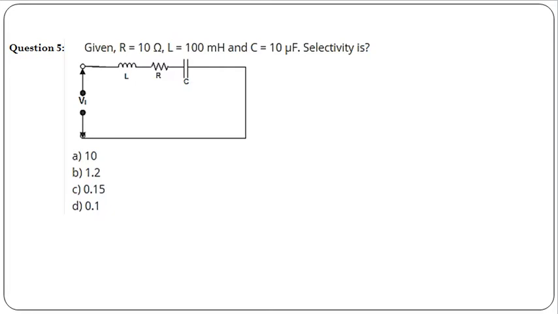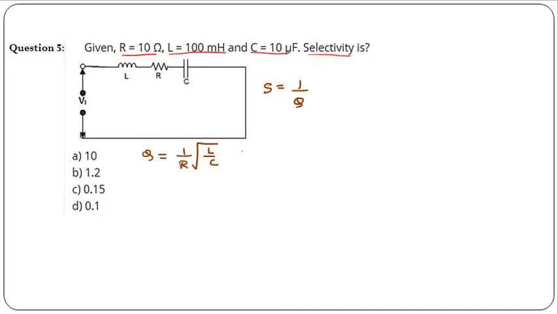So the question is, given R is equal to 10 ohm, L is 100 millihenry and C is 10 microfarad, selectivity is? Selectivity is nothing but the reciprocal of quality factor. As we can see, this is a series RLC circuit. So for series RLC, the quality factor is given by 1 by R root L by C.